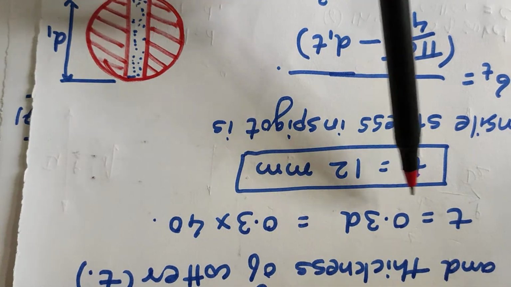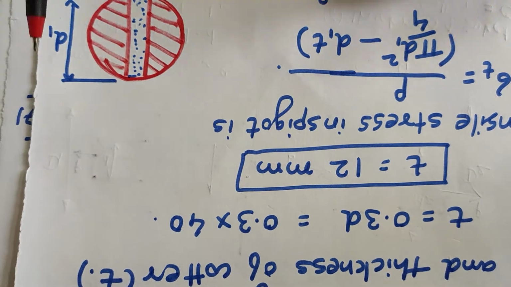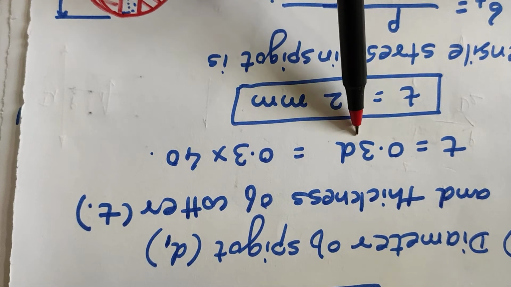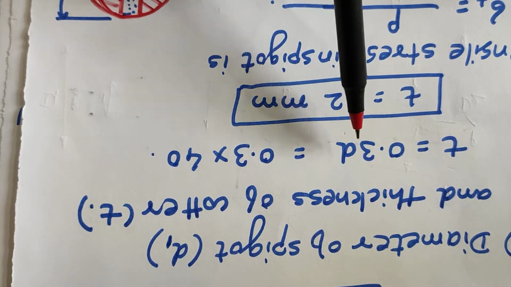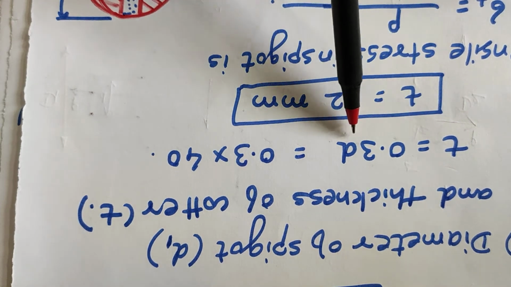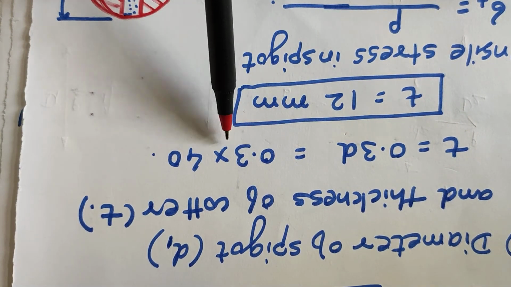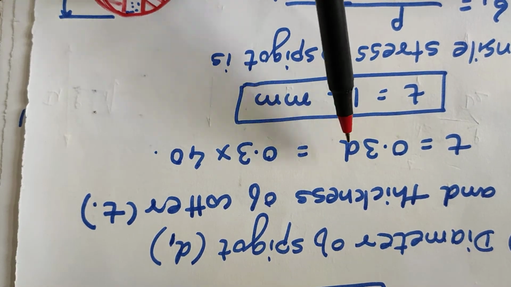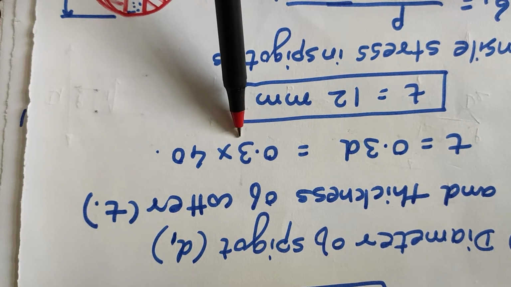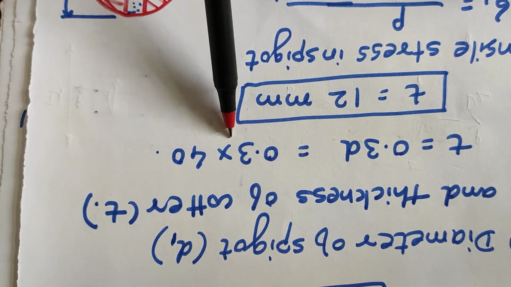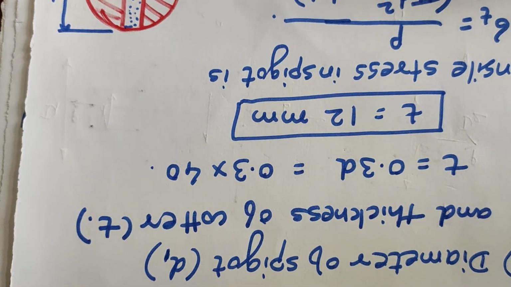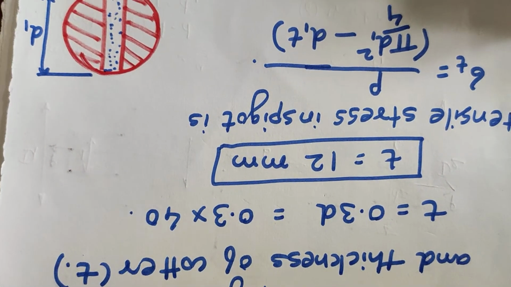So before that we find out the thickness of the quarter with the standard equation t equal to 0.3 times d, small d, diameter of the rod. So t equal to 0.3 times d. So 0.3 into 40, 40 small d we have determined in the previous equation, that is 40 mm. So 0.3 into 40, so it will be 12 mm. So thickness of the quarter is 12 mm.